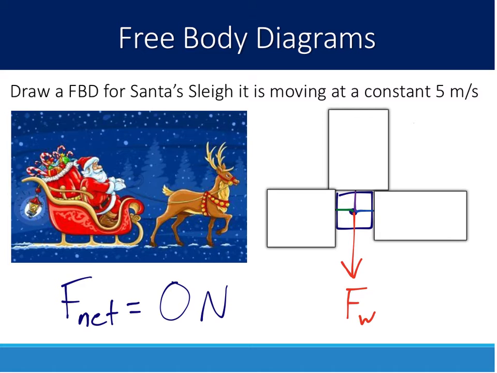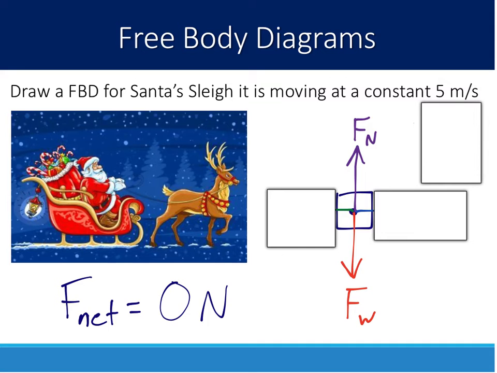Make a prediction about any other forces that are acting on the sleigh. You should also have the normal force. The normal force balances the force due to weight because the sleigh is not sinking into the snow. It has reached an equilibrium, therefore there are balanced forces in the vertical direction. We also know there are balanced forces in the horizontal direction because it's moving at a constant speed.